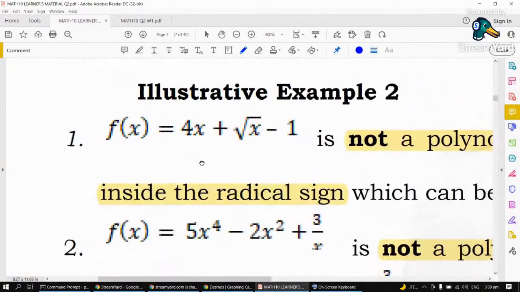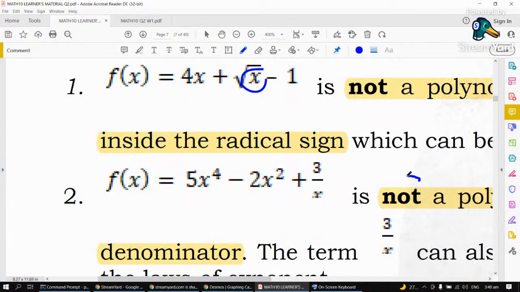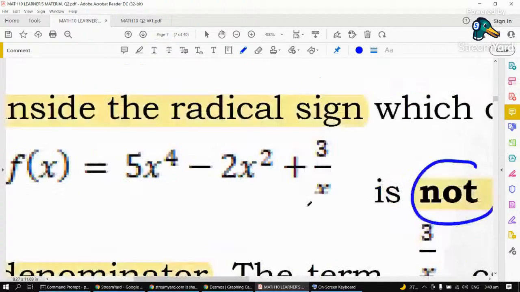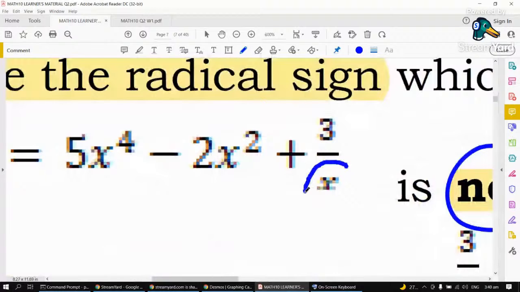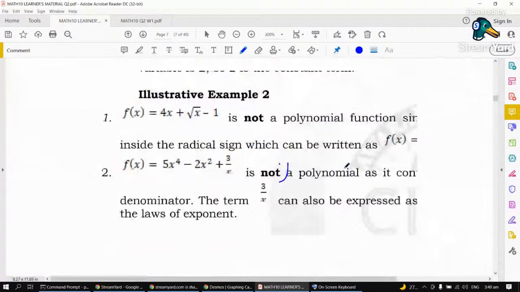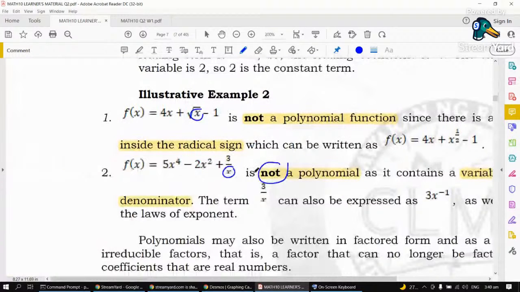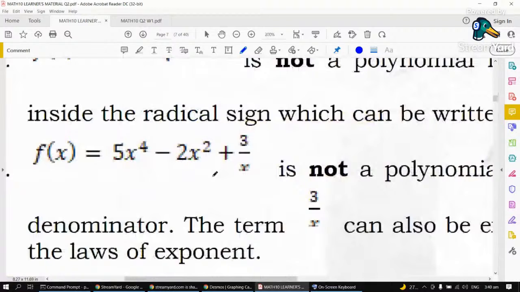So, the number 1 is not a polynomial because meron tayong x sa loob ng radical sign. Hindi pwedeng may x dyan. Number 2 is also not a polynomial, kasi meron tayong x dito na nasa denominator. Bawal yung x na nasa ilalim ng fraction.